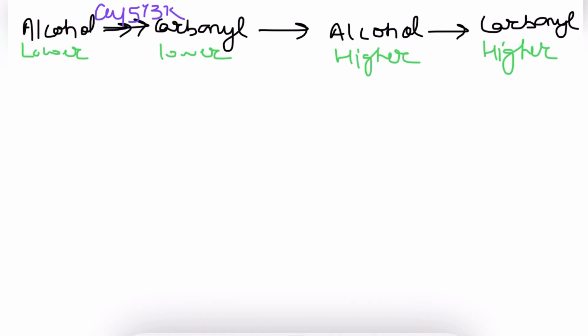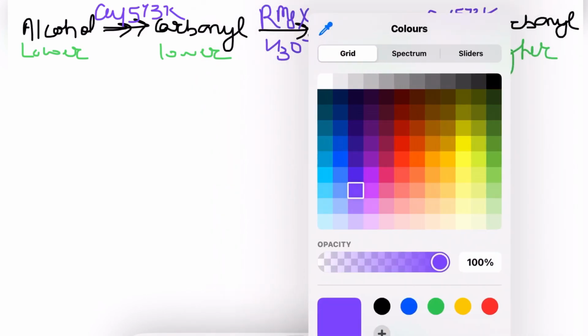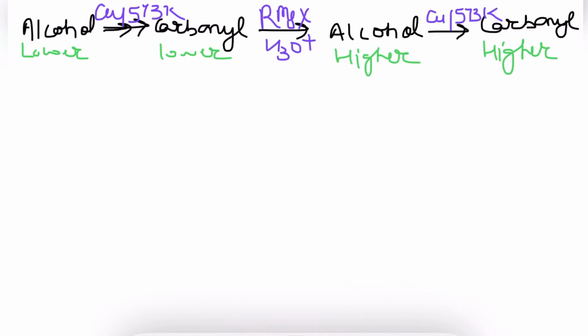Then the carbonyl changes into the alcohol part. So here I have used Grignard reagent followed by hydrolysis. And lastly, the alcohol changes into the carbonyl part. Again I have used copper at 573 Kelvin here. Let's understand this part with the help of a simple example.